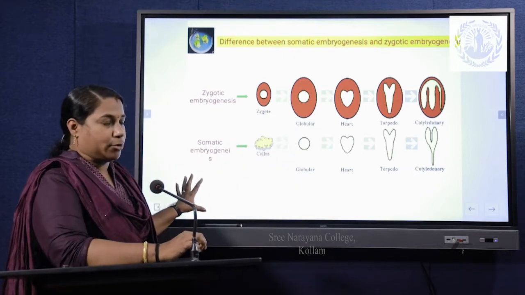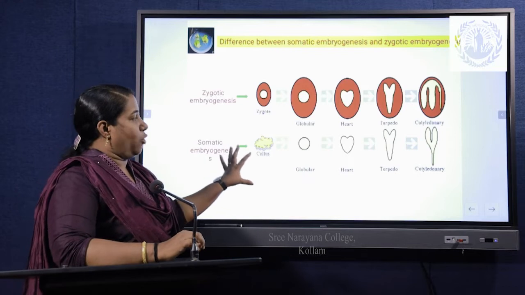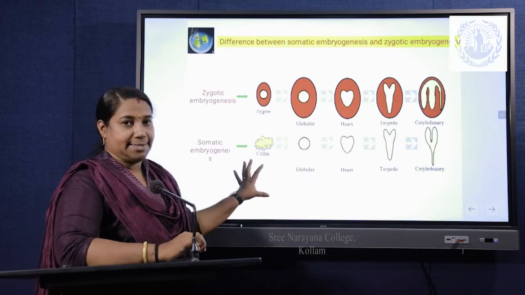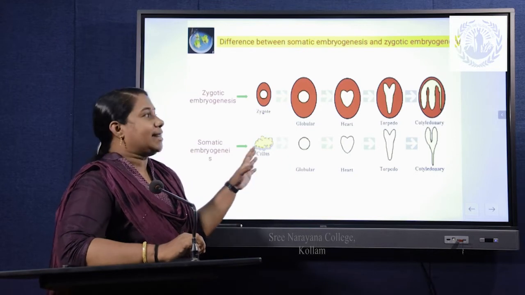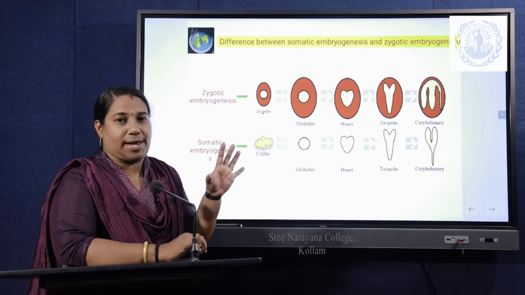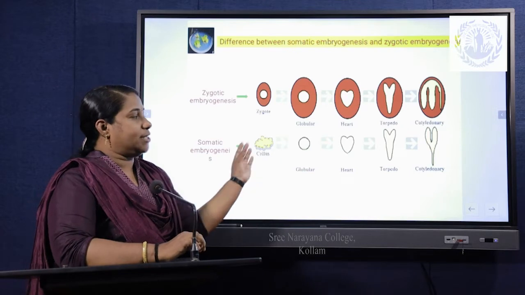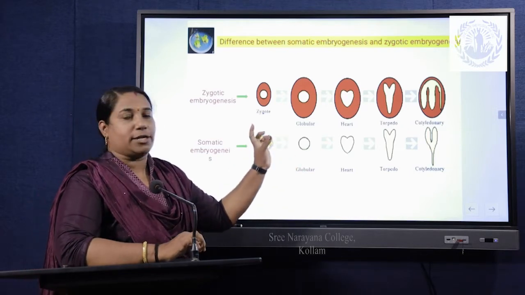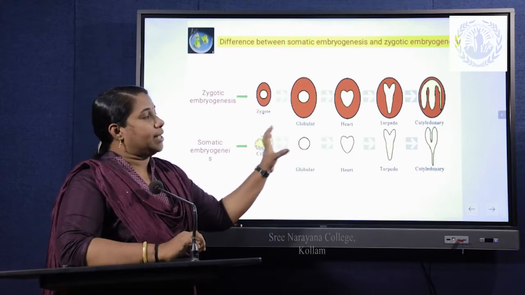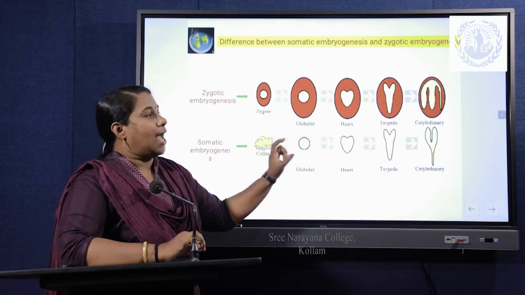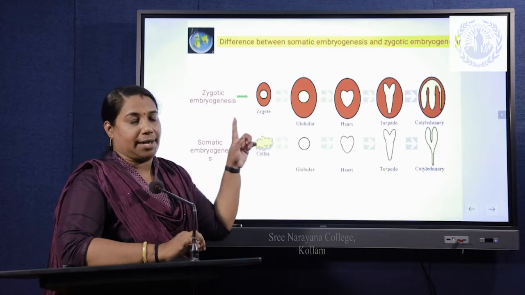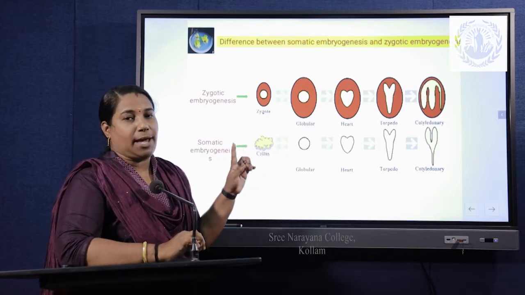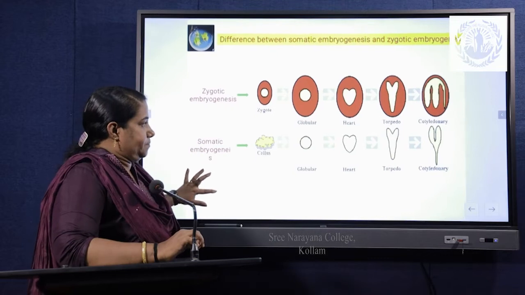In somatic embryogenesis, first the explant forms callus, and from the callus the cell is converted to an embryo. Then these embryos transform from the globular stage to the heart stage, then the torpedo and cotyledonary stage. After it becomes a mature cotyledonary stage, it will have a prominent shoot apical meristem and root meristem.